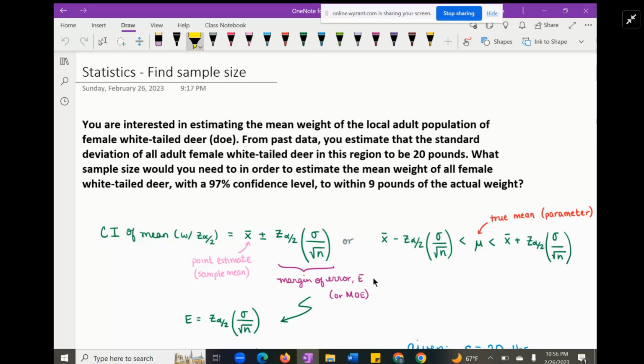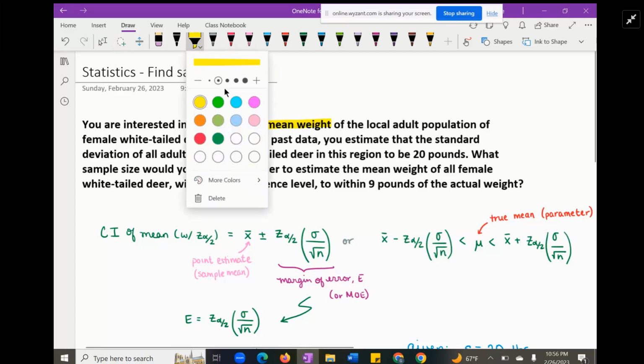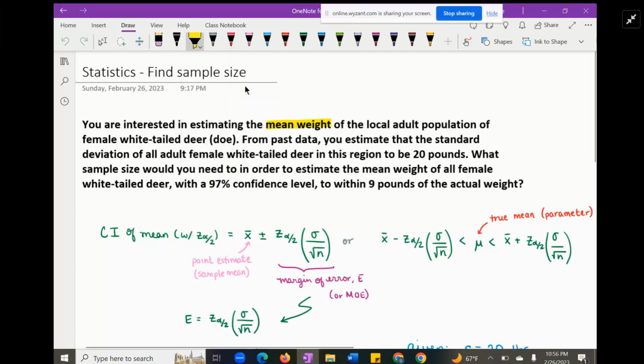So it seems like a lot, but we're going to really break this down. The first thing we always want to identify is what is the parameter? And it tells you right off the bat, based on the fact that it says we want to estimate. So we're talking either point estimate or interval estimate. Specifically, it's going to be the confidence interval type of estimation of the mean weight of doe.